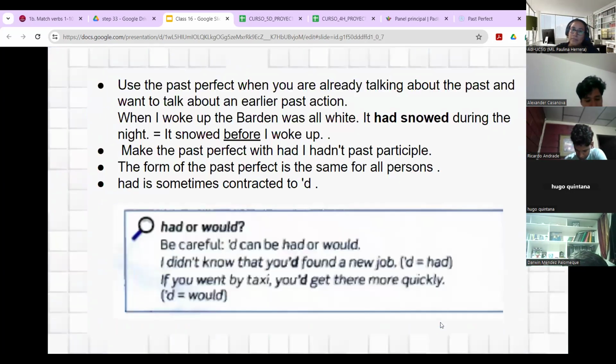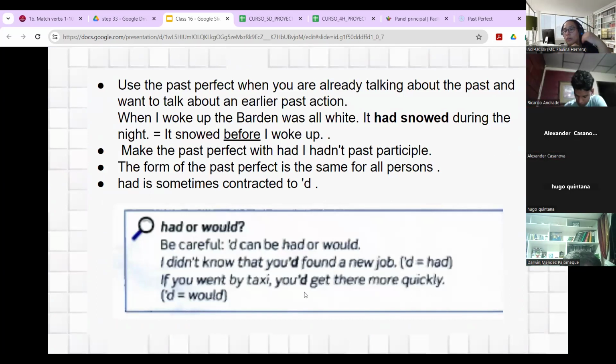Now, again, when do we use the past perfect? We use the past perfect when we are talking about the past and we want to talk about an earlier past action. Something that happened before the past action that I'm talking about.